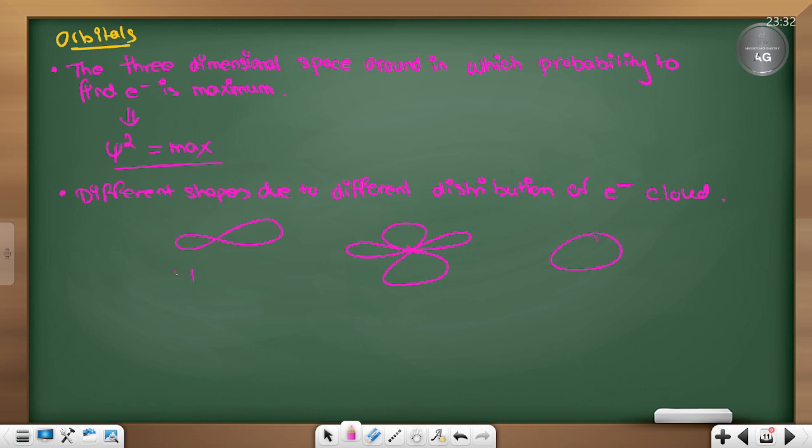This is called p orbital. This is a d orbital. Okay, and this is an f. What am I writing? F orbital. S orbital. Okay, and f orbital is also there. This I cannot draw because it is very huge. Okay, very complex structure. So clear?